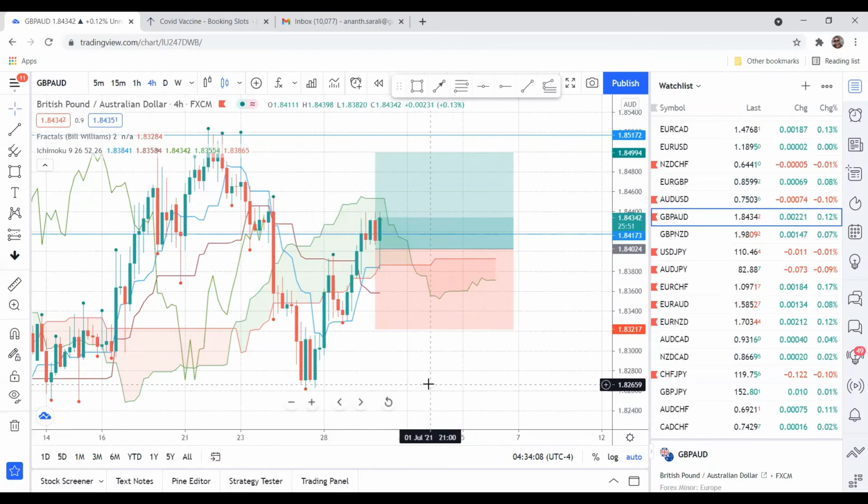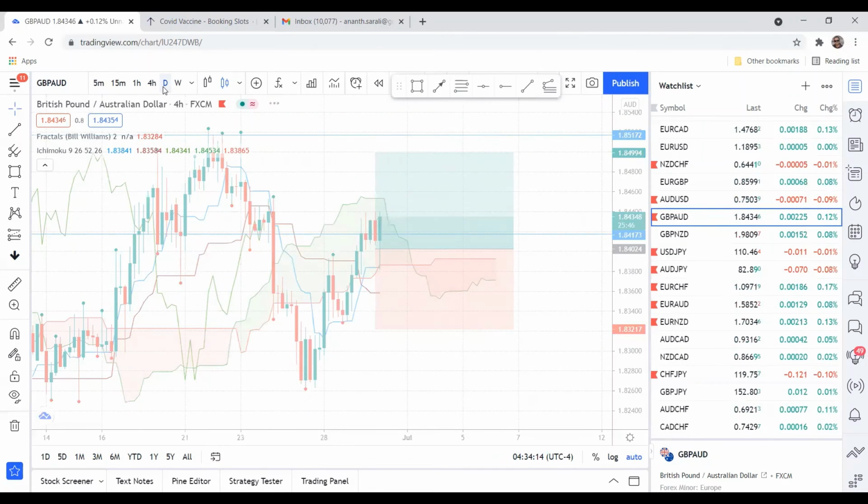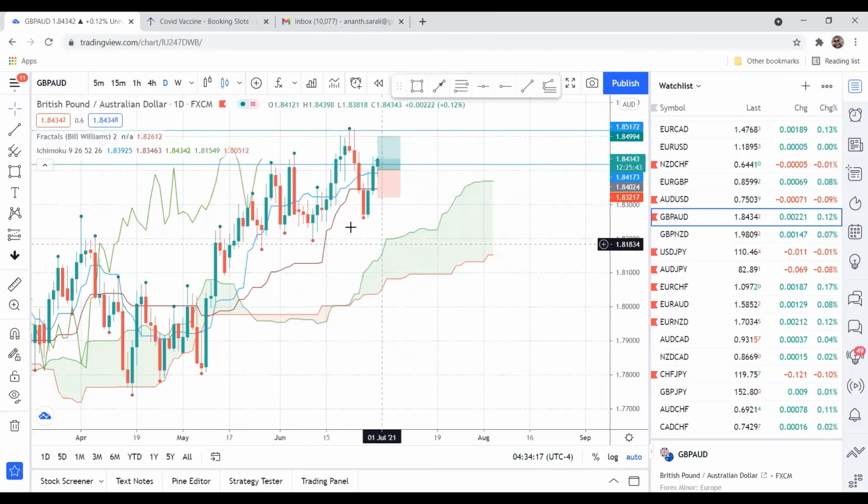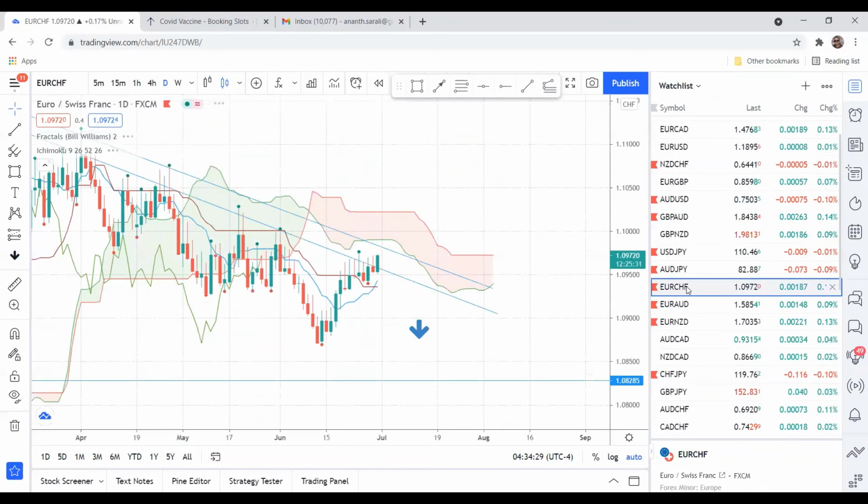Okay, hope this video helped you to understand how to use Ichimoku and how the 4 hour chart can help you for a better entry and better stop loss levels. Oh, okay, one more thing I wanted to show you: a losing trade.